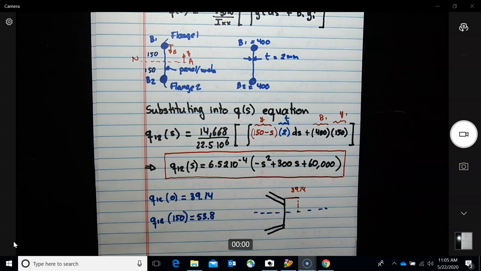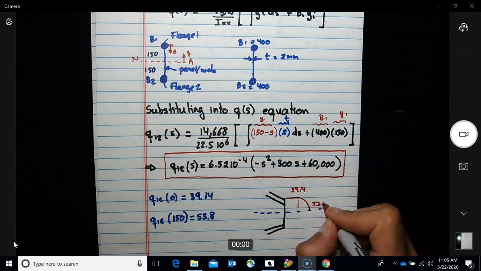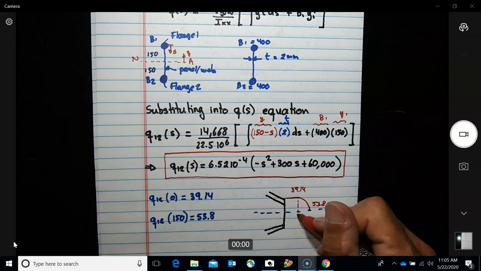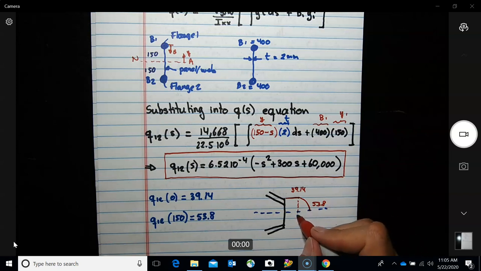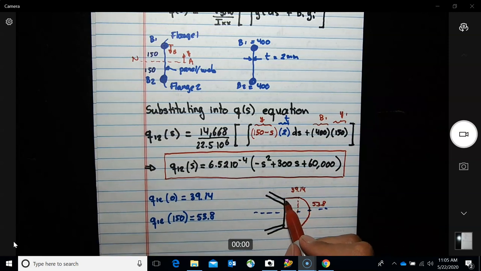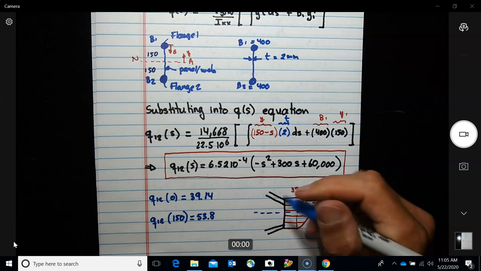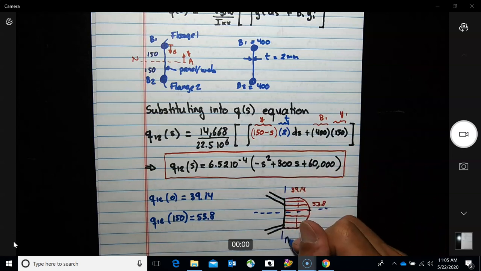And then from here to here, we'll have 53.8, and then just by symmetry we do it again. This would be going this way, then it will divide this one. So this will be the shear flow distribution at the section AA.